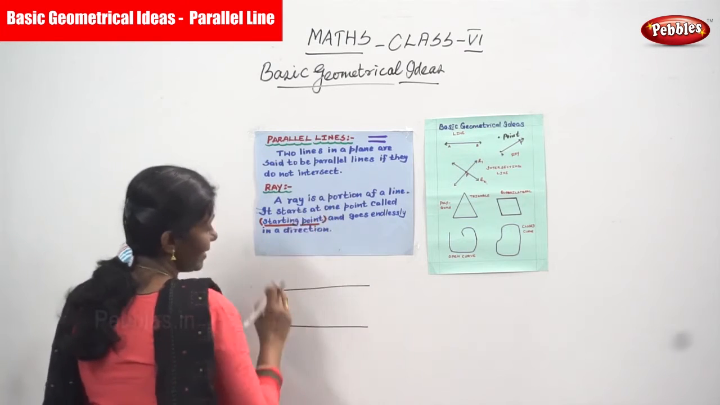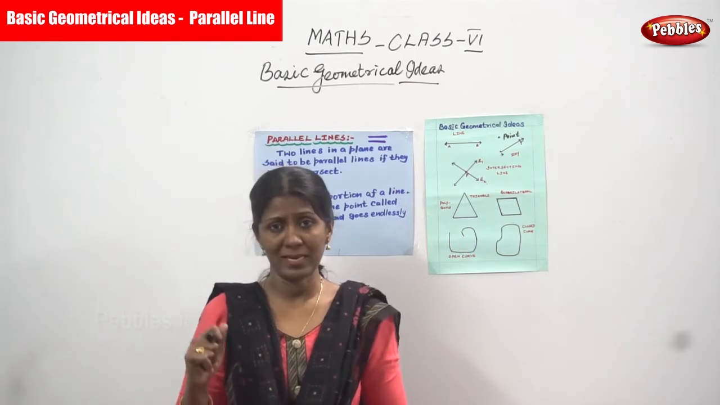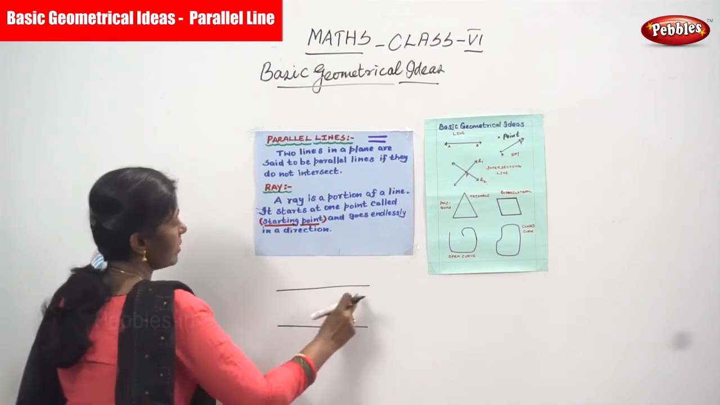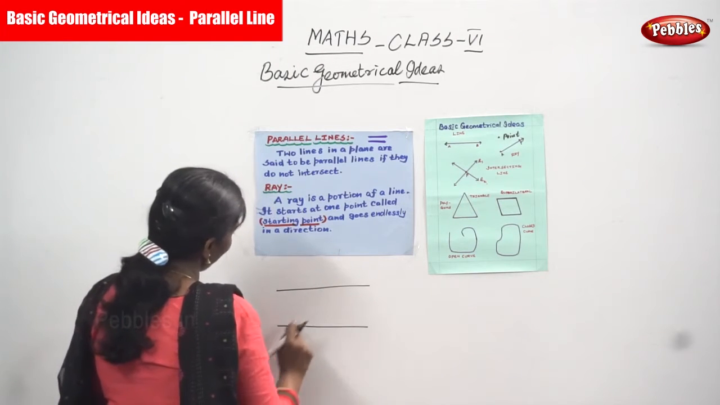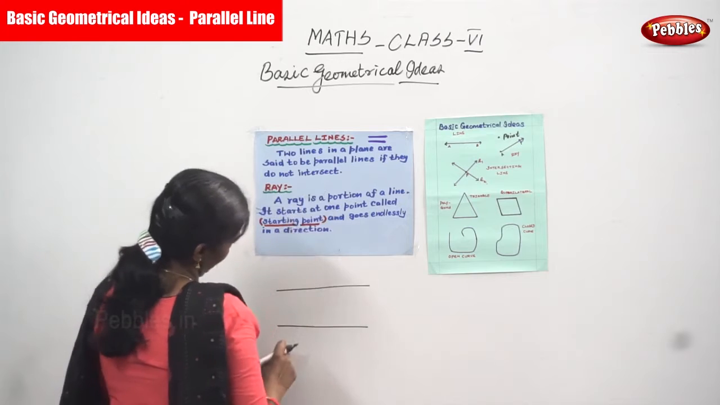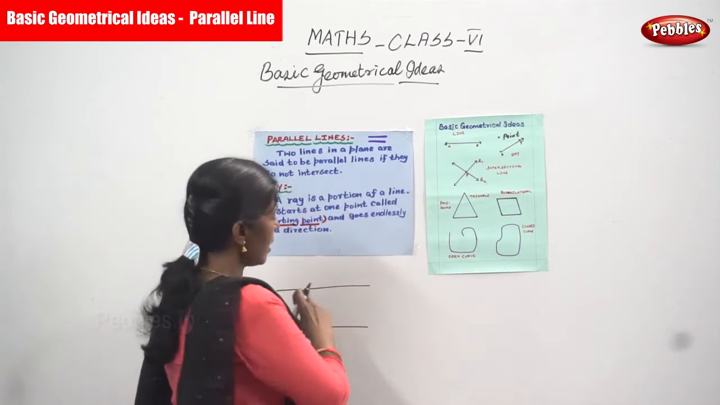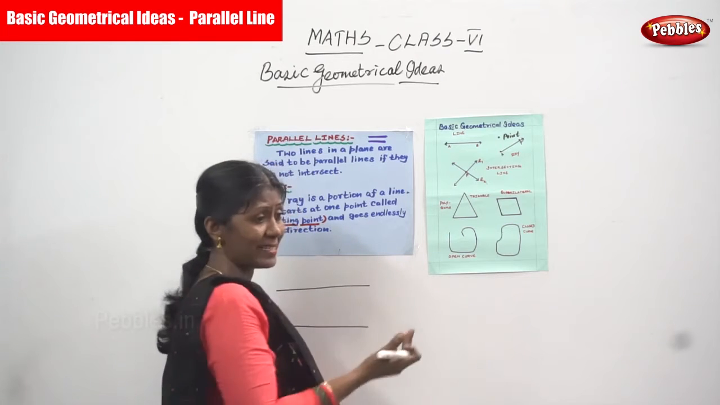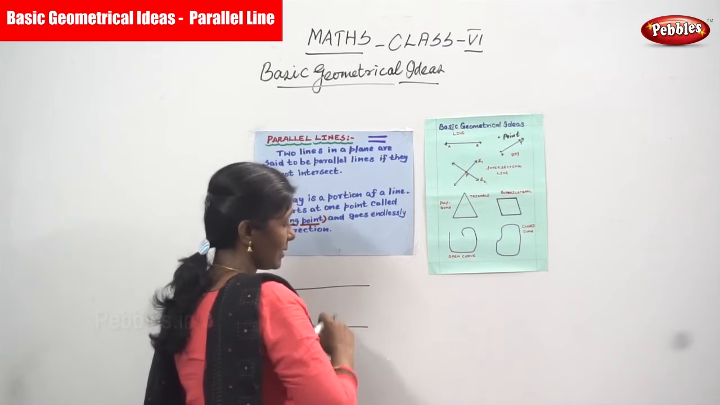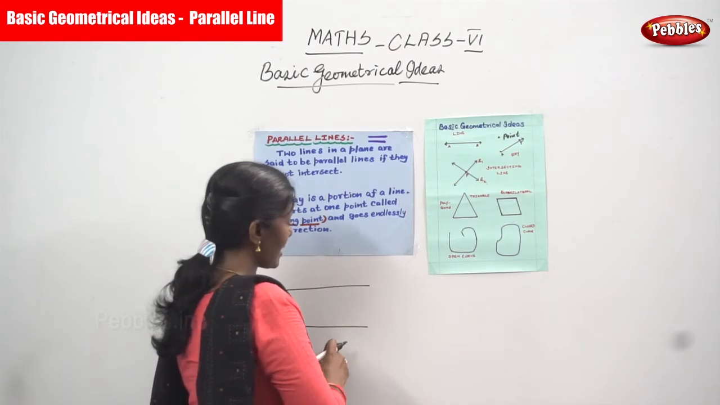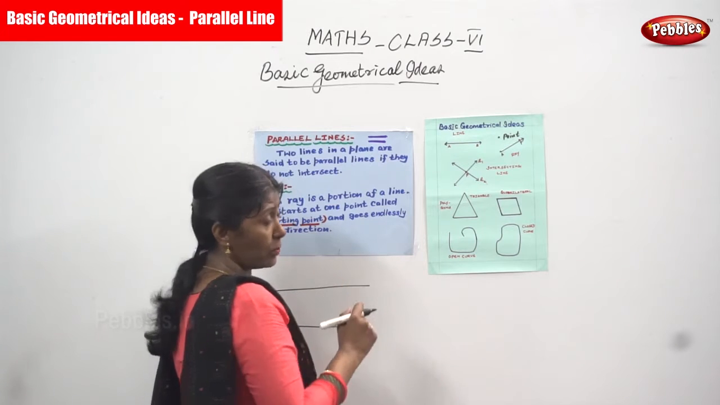Parallel lines do not intersect. That is a point you have to memorize. Two lines in a plane are said to be parallel lines if they do not intersect. Parallel lines mean they keep on going, but they do not intersect.